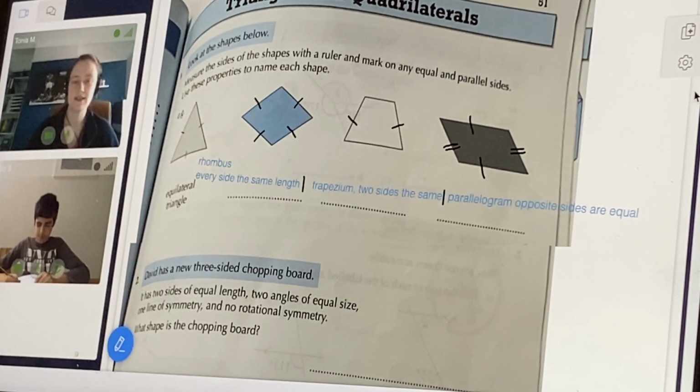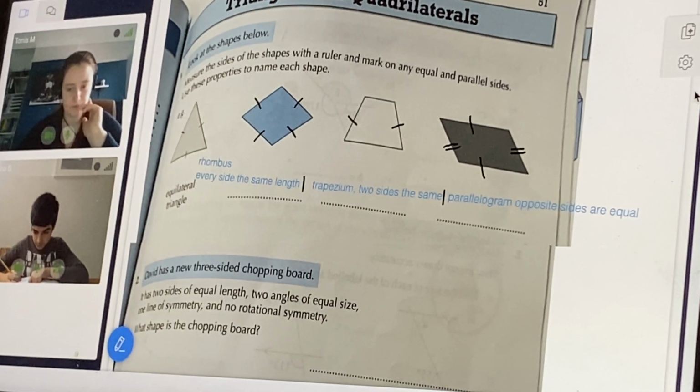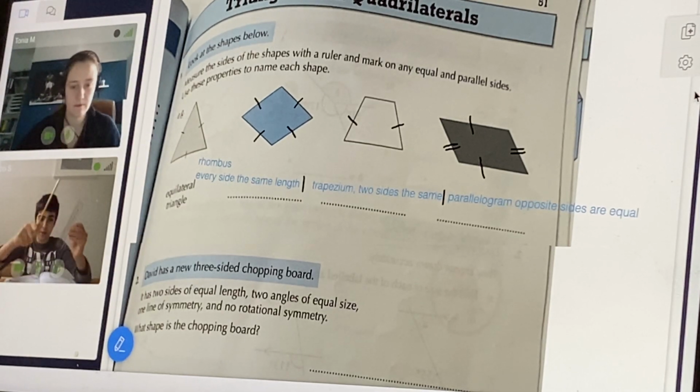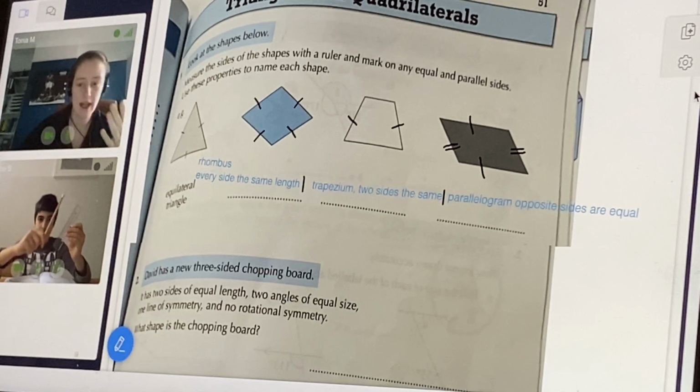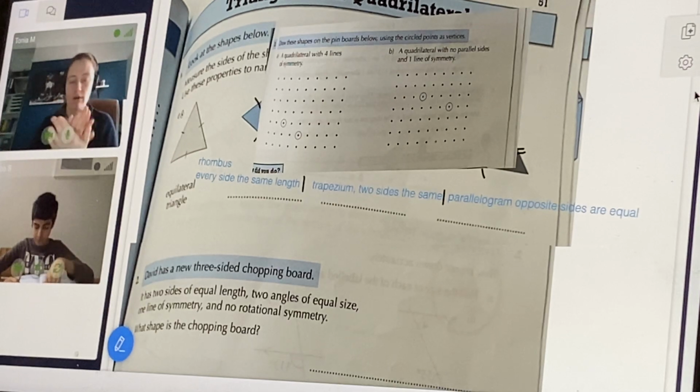David has a new 3-sided chopping board. He has 2 sides of equal length, 2 angles of equal size, and 1 line of symmetry and no rotational symmetry. What is the shape of the chopping board? Okay, so line of symmetry is when you can fold the shape in half and none of it overlaps, it touches perfectly.